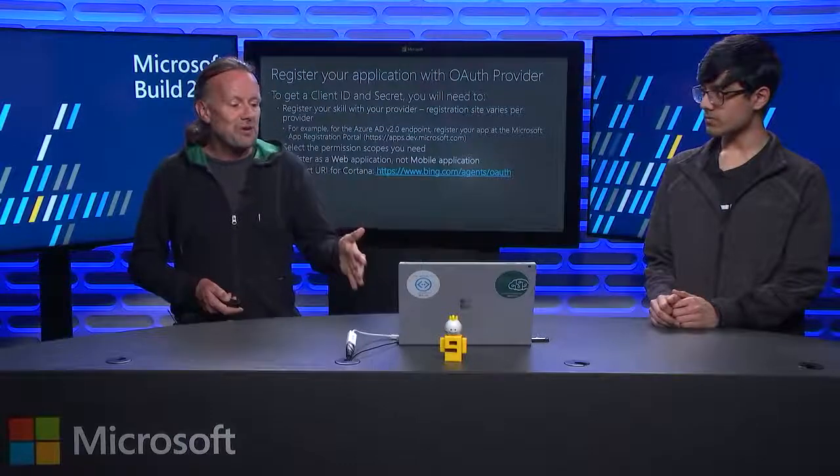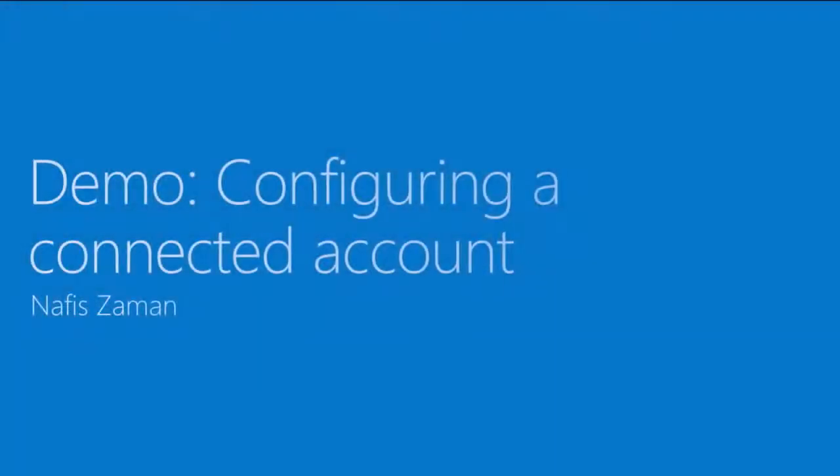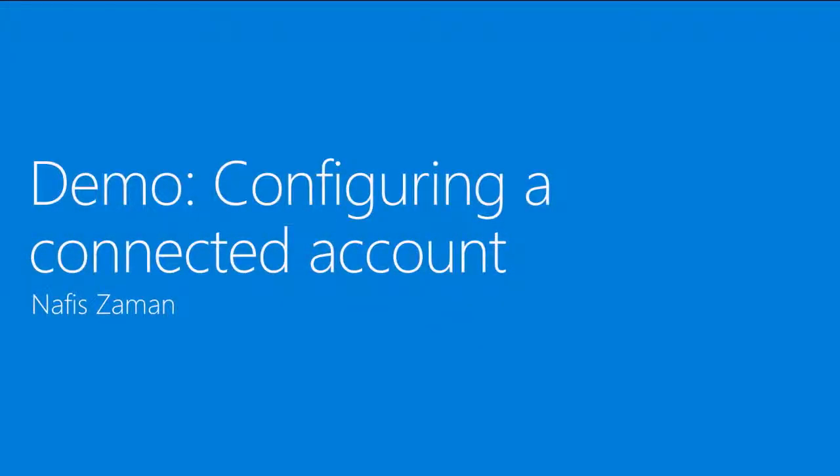So that's the first stage. You register your app, you get all this information, and then you're configuring your Cortana skill, and Nafis is going to run through this process in just a minute. When you're configuring your Cortana skill, you can optionally configure a connected account, and you plug in a lot of that information, the client ID and the secret that you've got from the app registration site. You'll put in some other information that you're going to run through, and then your skill is all good to go. So that's the process. I'm going to let you take over and run us through that process.